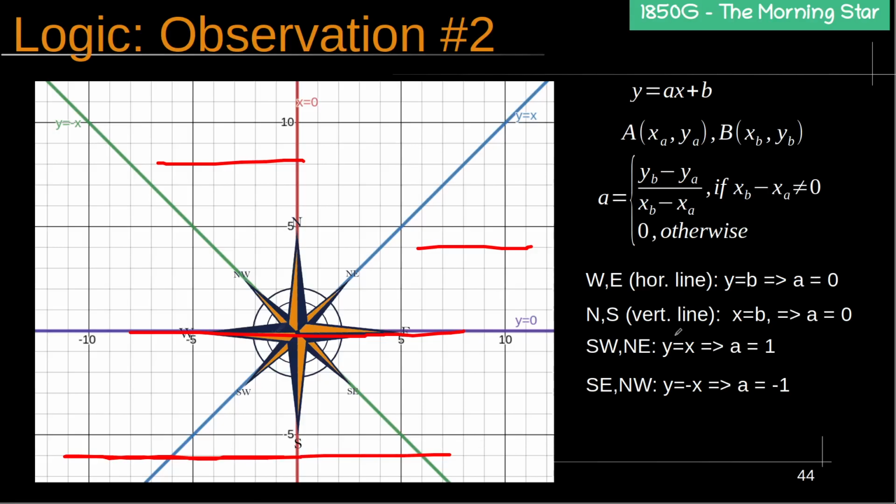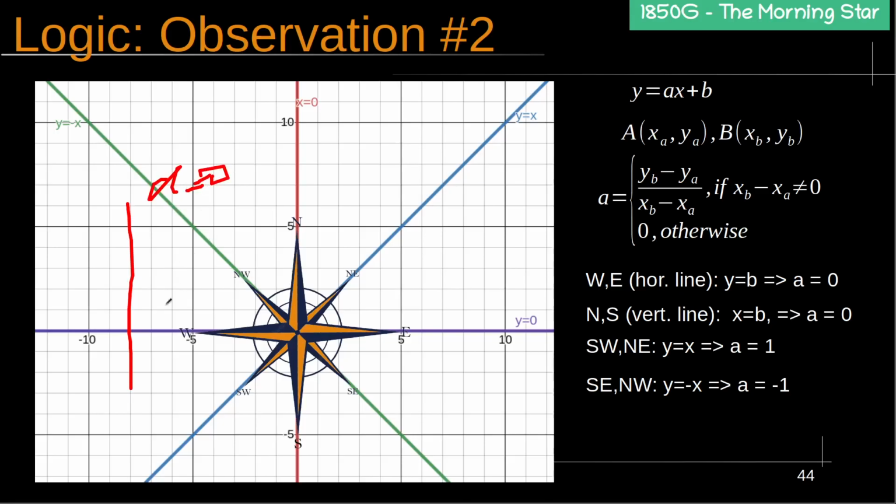The slope is 0. Same for vertical lines, the direction to the north or to the south. Same, there is no slope here. a is equal to 0. x is constant. We have the same x for all the points of this line. Same here. For every vertical line, we have the same x. So we can say that x is equal to b, there is no slope. Same, slope is equal to 0 here.